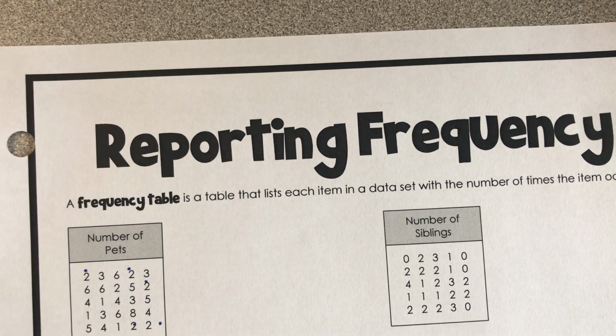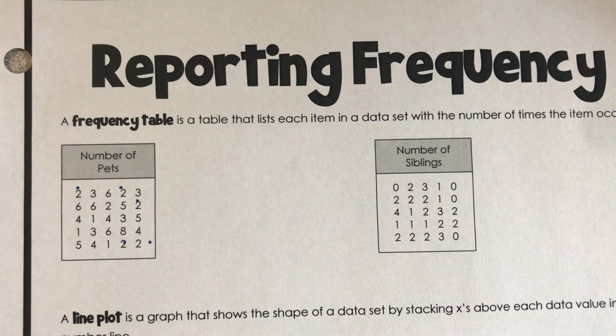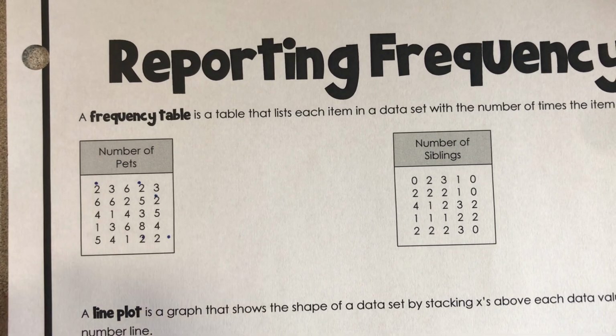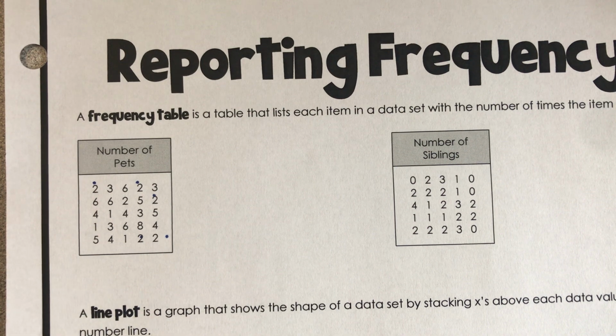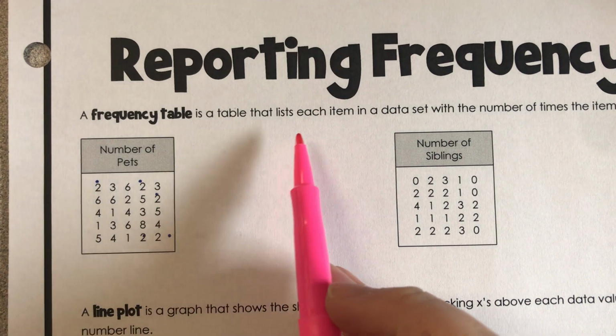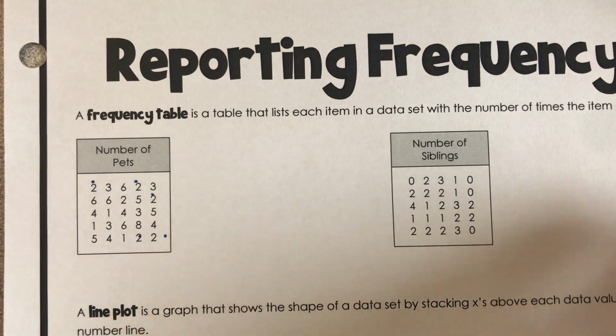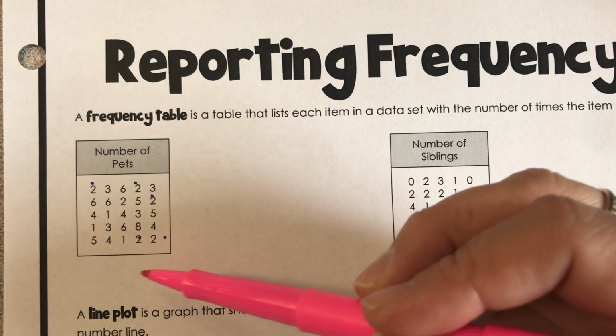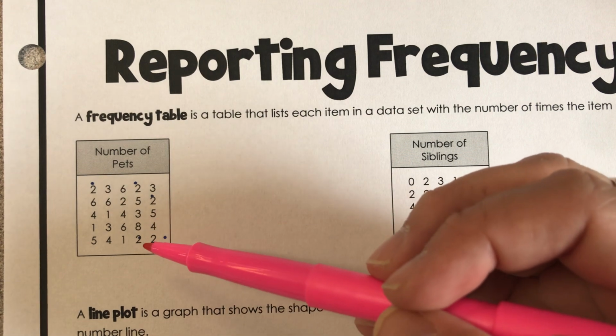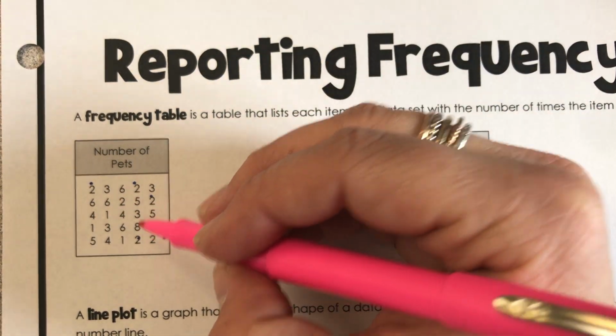Okay, today we're going to start chapter 11 and we're going to talk about reporting frequency. So the first kind of table that we're going to learn is what's called a frequency table. A frequency table is a table that lists each item in a data set with the number of times that item occurs. So if this data is our number of pets, our lowest number was 1 and our highest is 8.